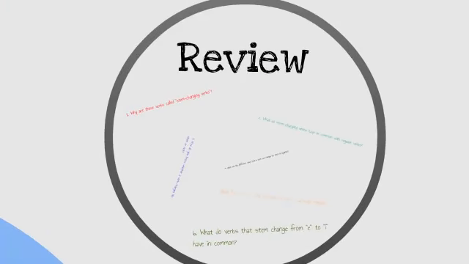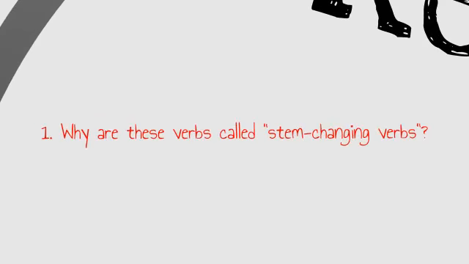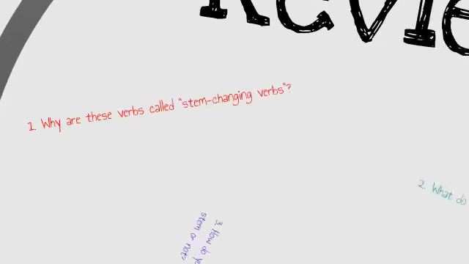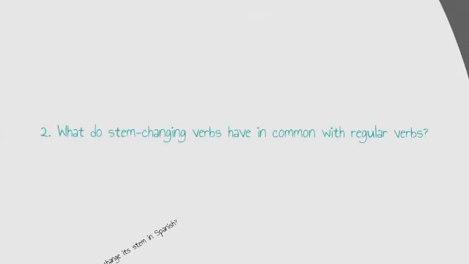All right? Let's review real quick and see what you've understood from this. Let's take a look at our questions. First of all, why do we call these verbs stem changing verbs? Why do they have the name stem changing verbs? Secondly, what do stem changing verbs have in common with regular verbs? What is the same between stem changing verbs and regular verbs? What is not different between the two?